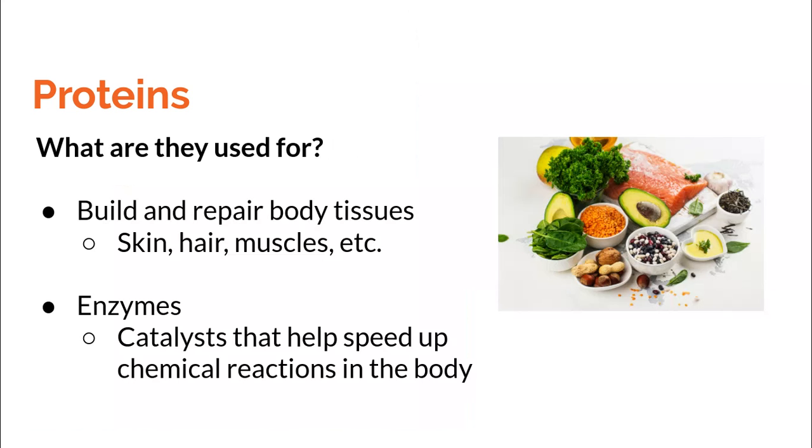Okay, so what are proteins used for? In the body, proteins are mainly used to build and repair body tissues. So making new skin cells, hair, muscles. If you're working out, which hopefully everyone still is doing at home, when you do workouts, you get these really tiny muscle tears. So the protein in your body that you're consuming is then being used to rebuild those muscle tissues. And we're also going to talk about enzymes.